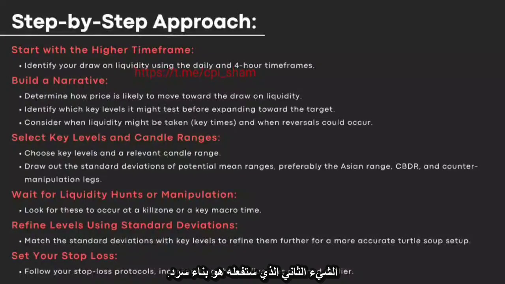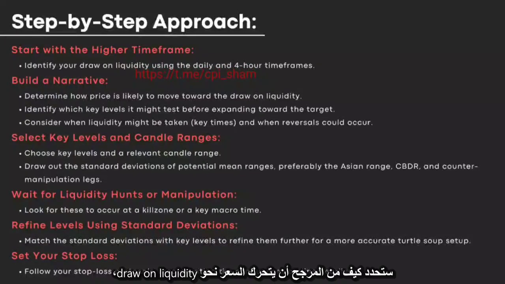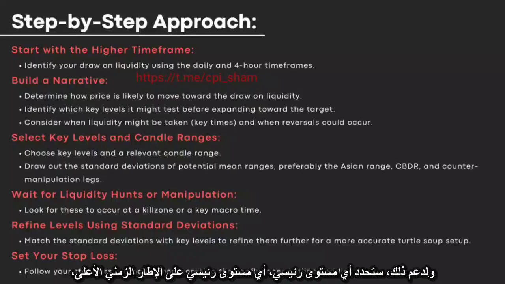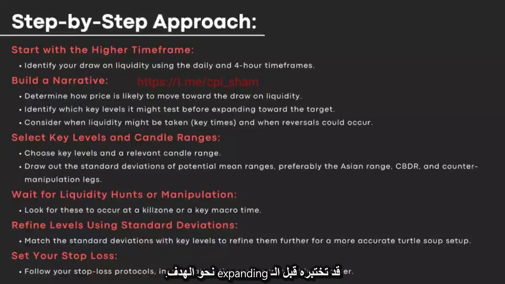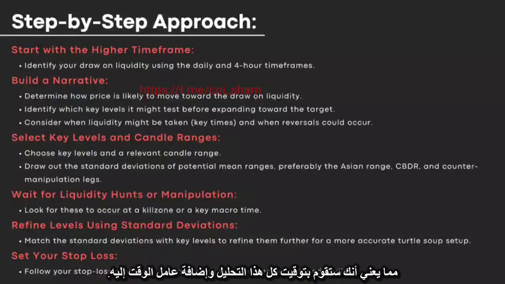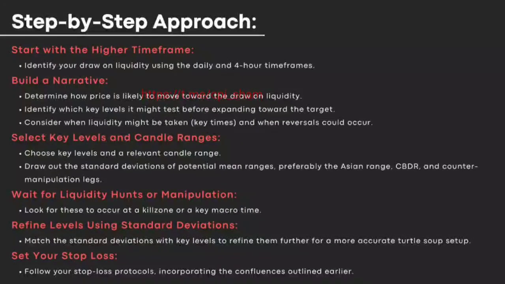The second thing that you're going to do is build a narrative. You're going to determine how price is likely to move towards the target liquidity, and to back that up you're going to identify which key level, which higher time frame key level, it might test before expanding towards the target. That's called building a narrative. You're also going to consider when liquidity might be taken, meaning you're going to time all of this analysis and add the time factor into it.